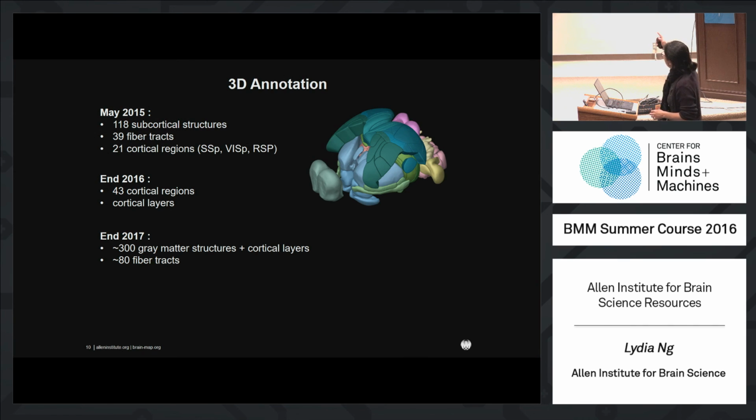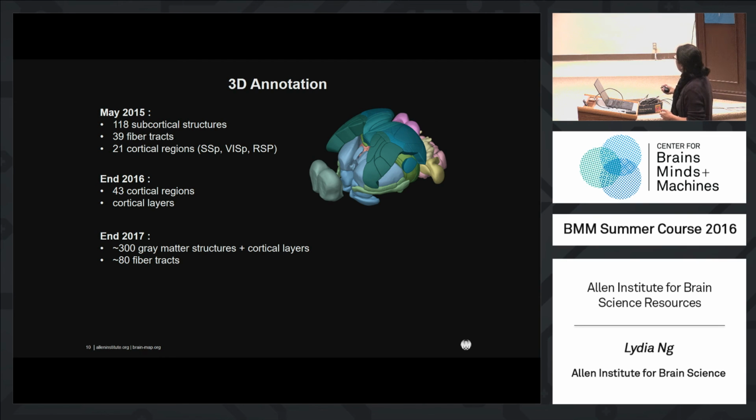So in our May release, our analysts went in and annotated everything they could see directly from the average template by itself, because that's easy. Just draw what you can see. And then they also started to do that for the 21 cortical regions here as well.